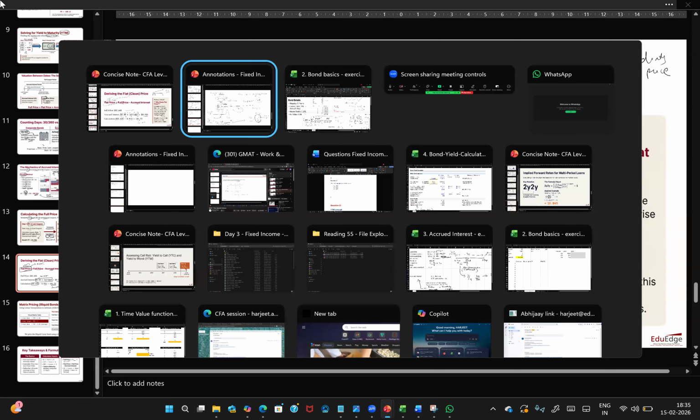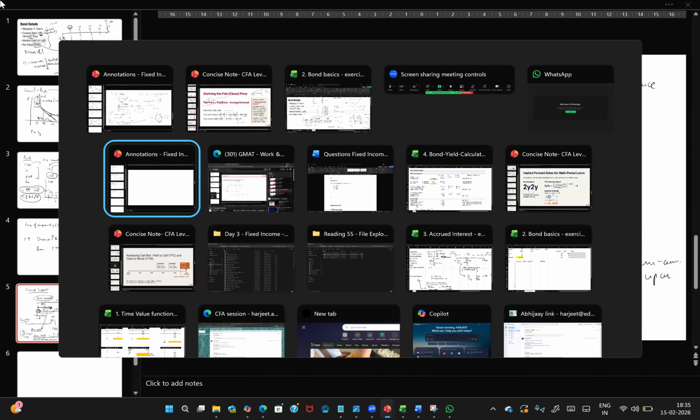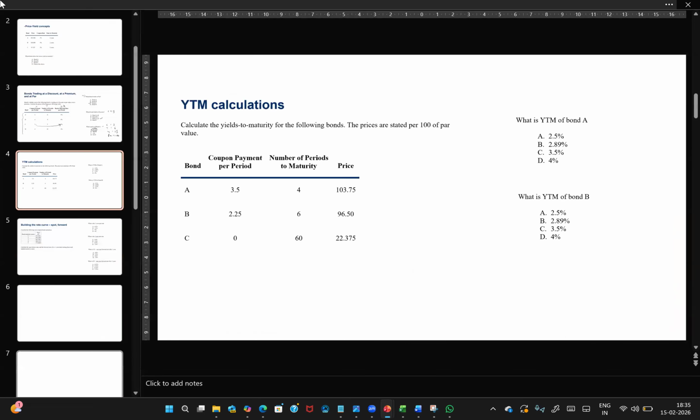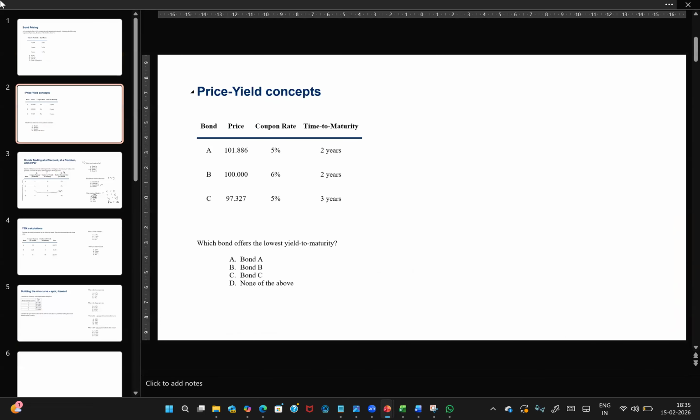No, sir. Okay, before we go, let's see if we can do one more problem. Okay. Can you guys solve this and tell me which bond offers lowest yield to maturity?